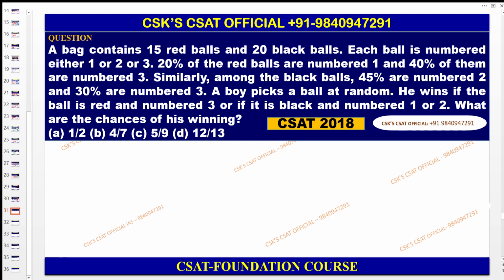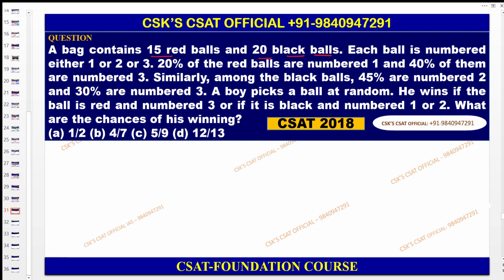2018. Question is very big, but the answer is very small. Listen, the bag contains 15 red balls. This is the concept of probability, but nothing like an extreme probability concept is required. If you know the basic permutation and combination, you can solve a probability. Here permutation combination also not required. Basic percentage is more than sufficient here. The bag contains 15 red balls and 20 black balls.